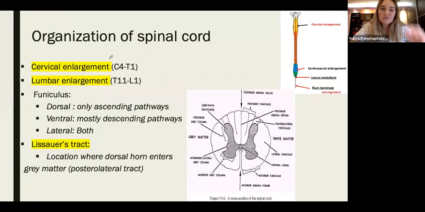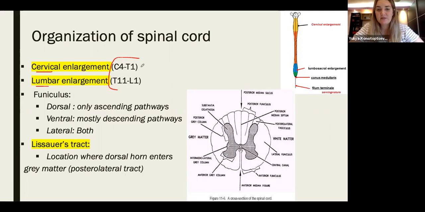Okay, there are some enlargements that are present in the spinal cord. There is a cervical and lumbar enlargement. You need to remember their exact locations for neuroanatomy, right? So a cervical enlargement is approximately where C4 to T1, and lumbar is approximately where T11 to L1.